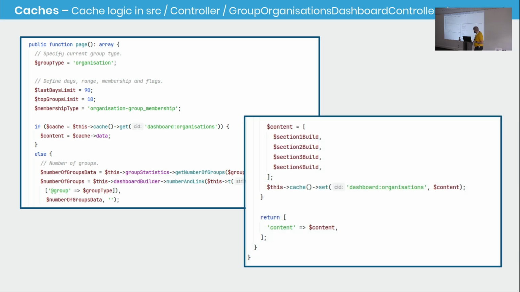And an example of how the caches worked in the controller of a page, in particular in the organization's page. In the beginning, we check if we have anything in the caches regarding that page. If we don't, we proceed with making all the calculations and then saving them to the cache.